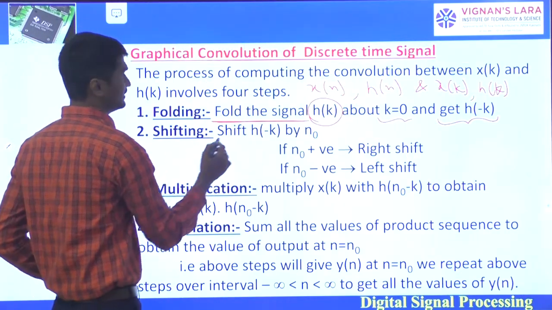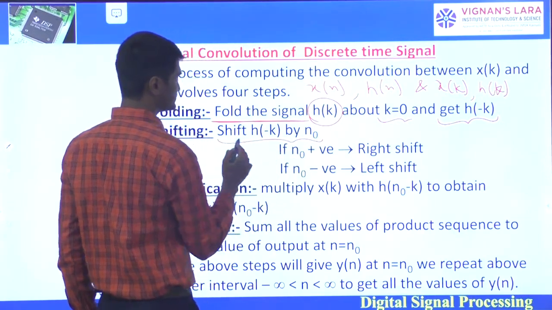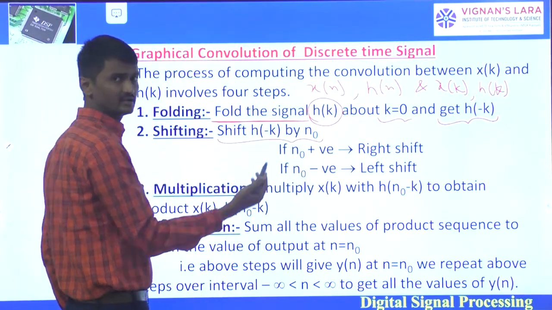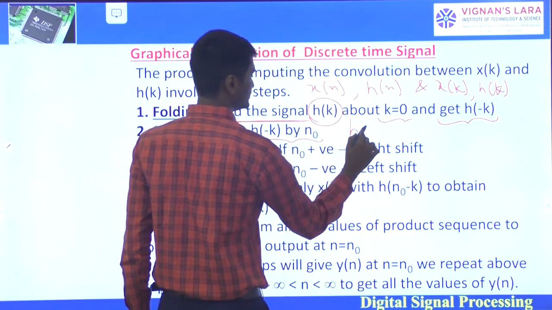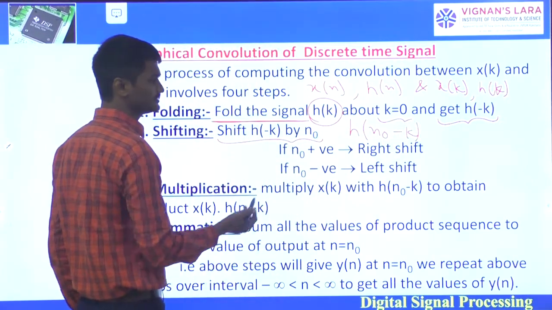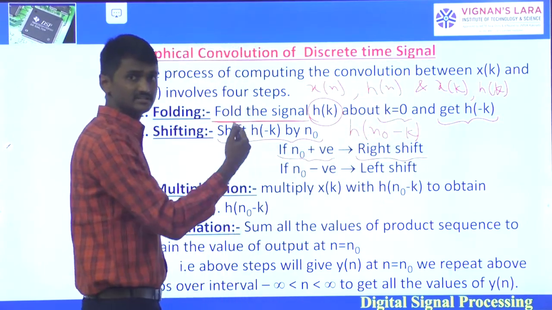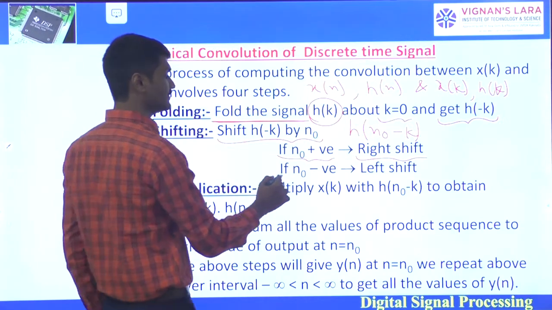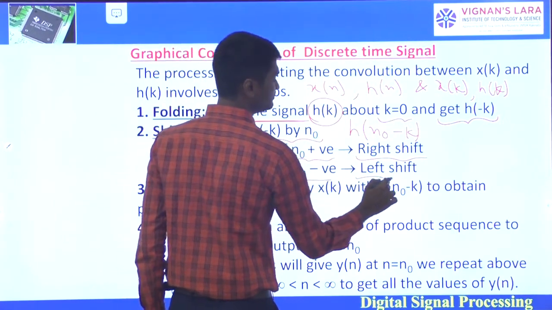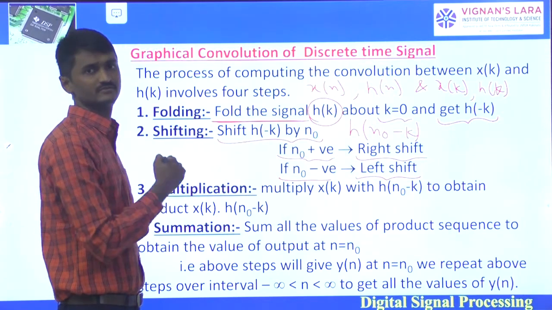Next is shifting. Shift h of minus k by n naught, that means h of n naught minus k, based upon the value of n naught. If n naught is positive, then h of minus k will be right shifted. If n naught is negative, then h of minus k will be left shifted.